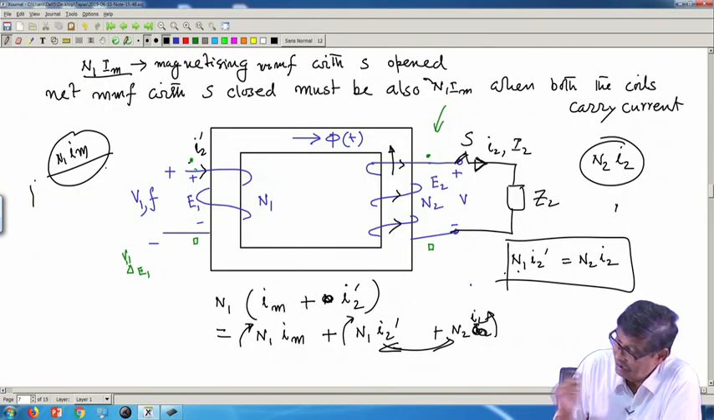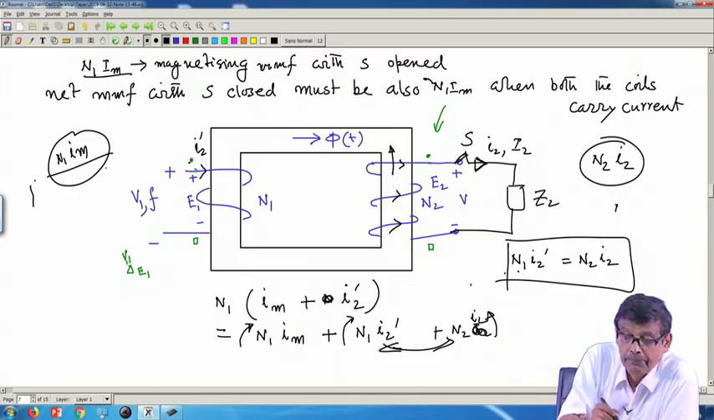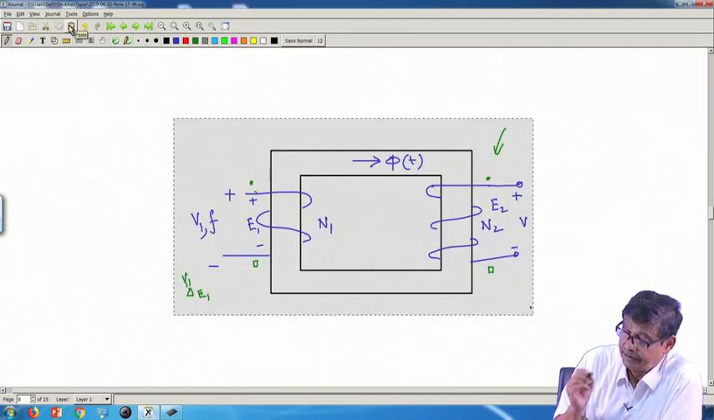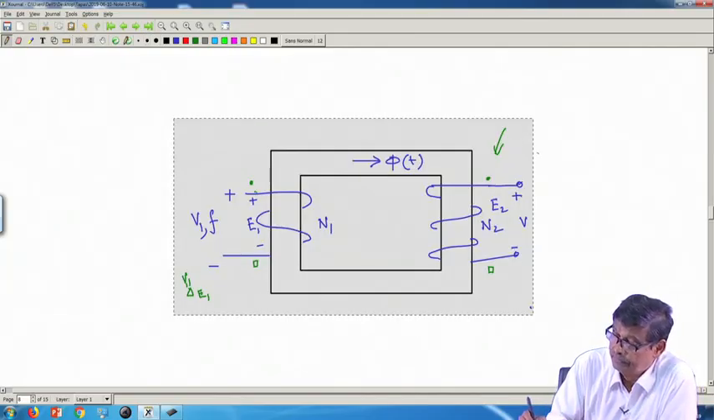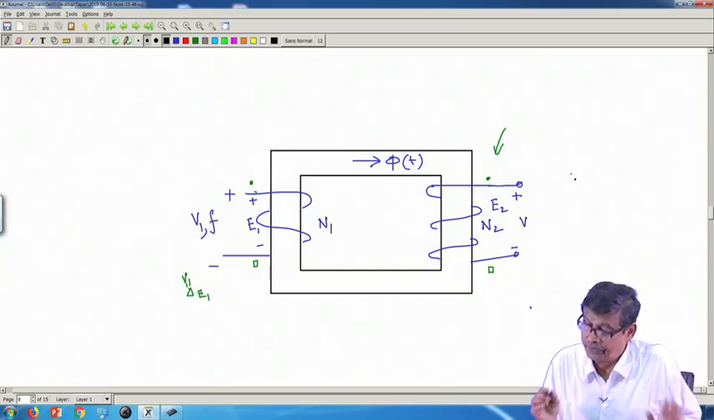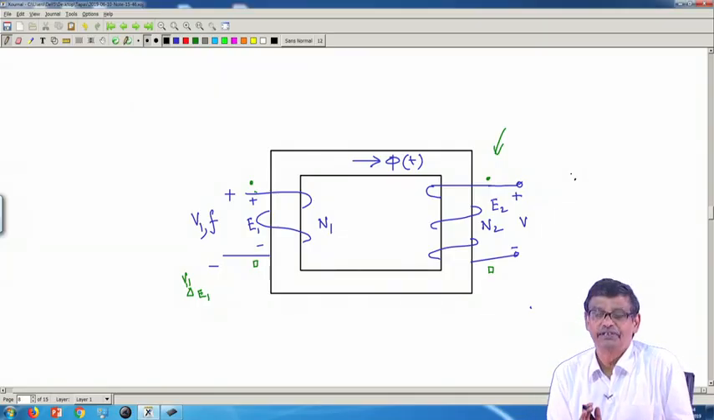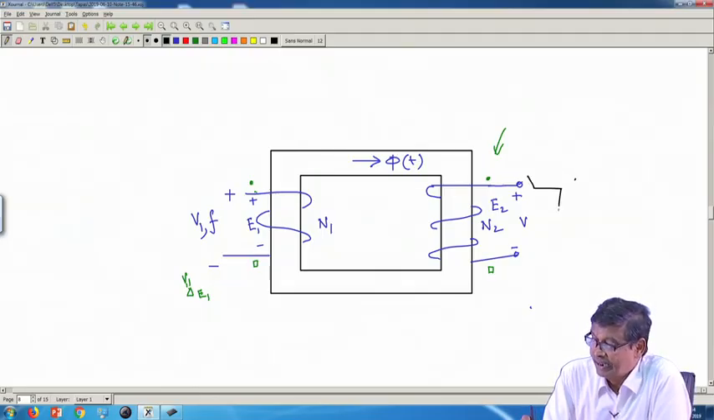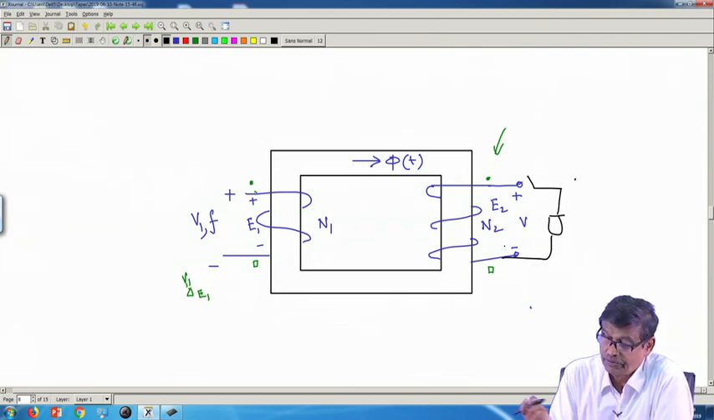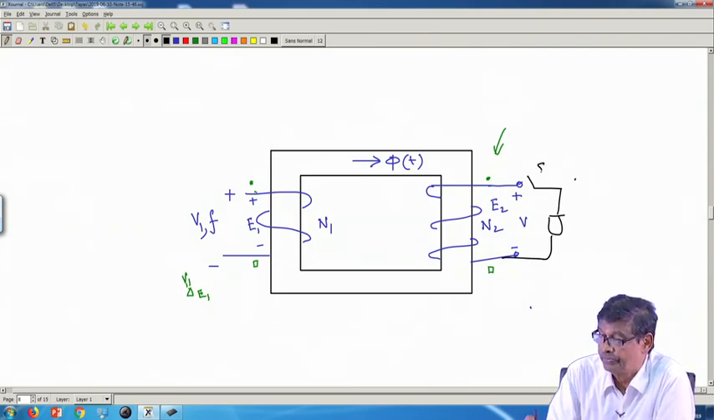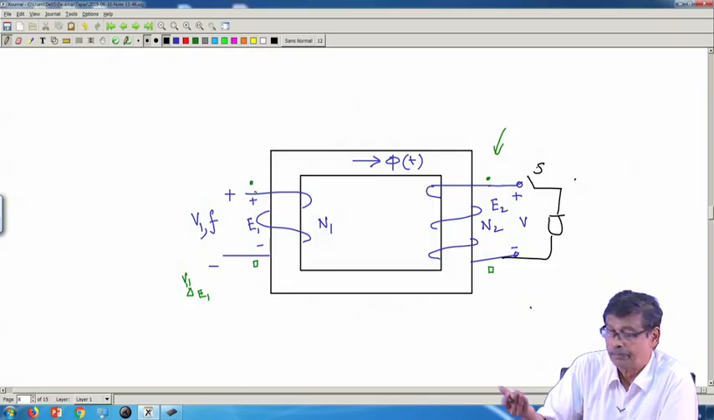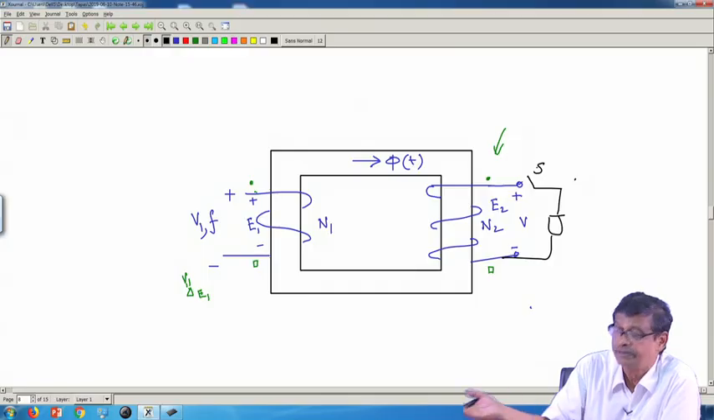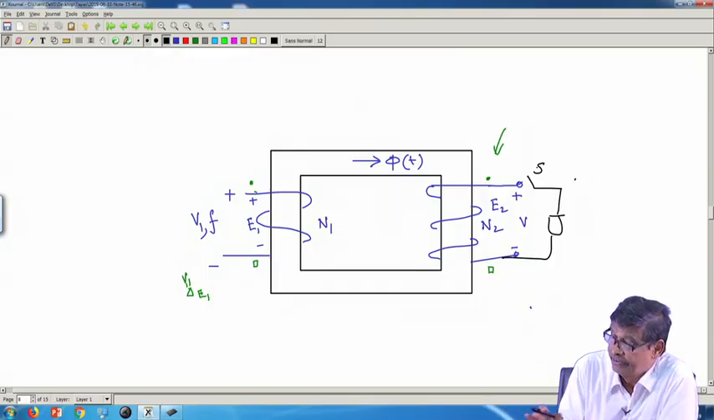So, what I am trying to tell, because this is so important a point in understanding the transformer. So, what I told, let me review this, because this is so important. There I connected a switch and a load, is not? I am trying to understand what is going to happen when this switch is closed, because after all you cannot just step up or step down the voltage without connecting anything across the secondary. You have to deliver this power to some load. So, this is the thing.